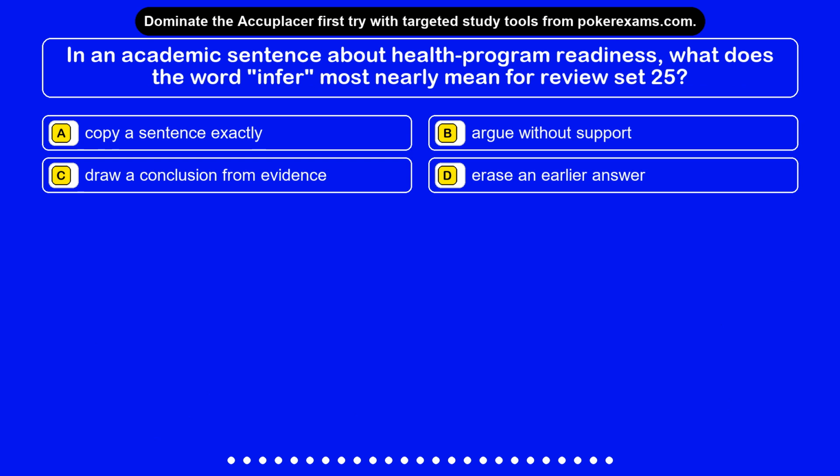Question 15. In an academic sentence about health program readiness, what does the word infer most nearly mean for review set 25? Option A. Copy a sentence exactly. Option B. Argue without support. Option C. Draw a conclusion from evidence. Option D. Erase an earlier answer.